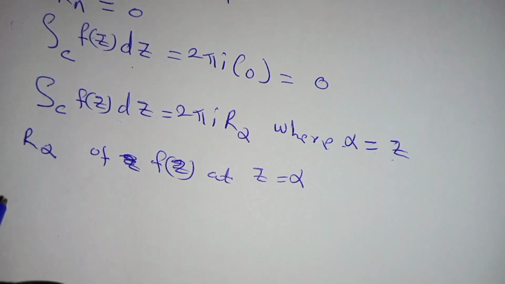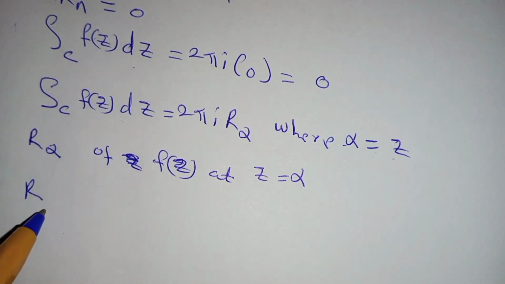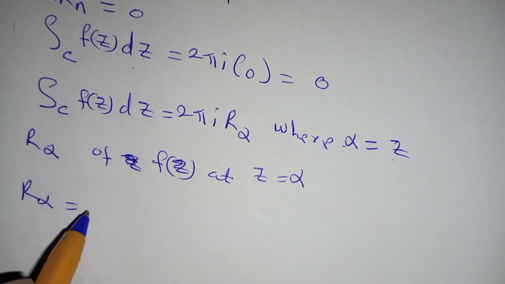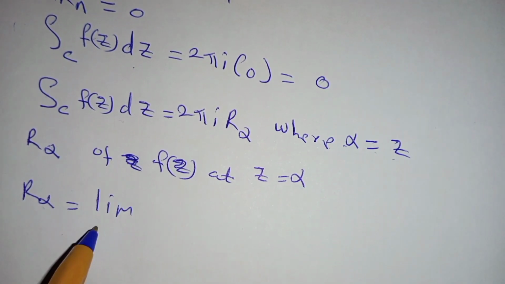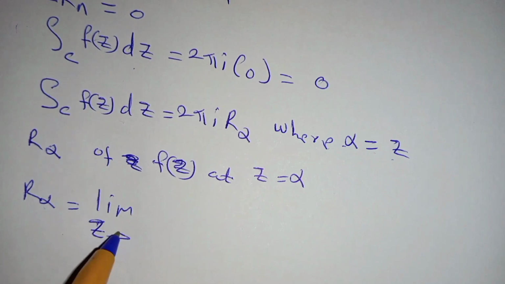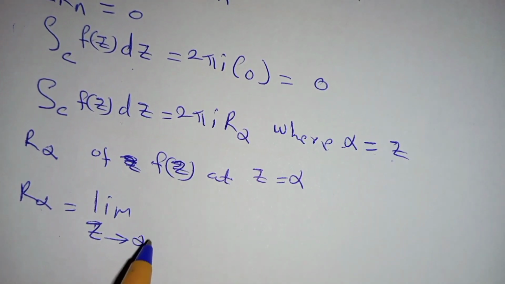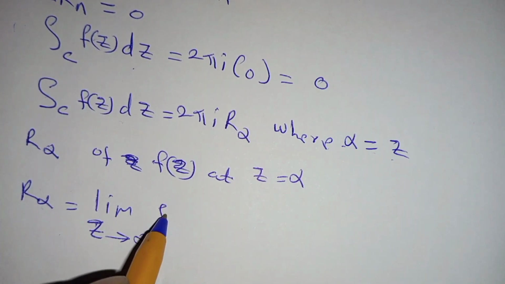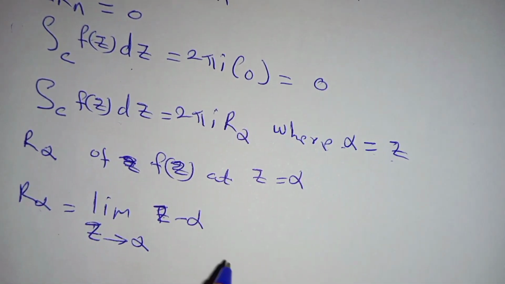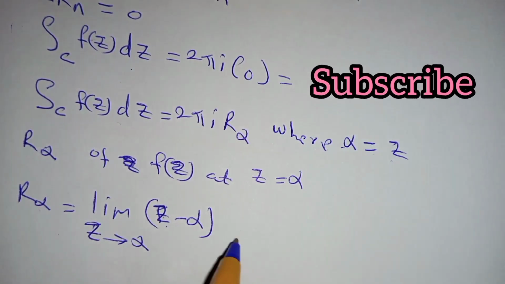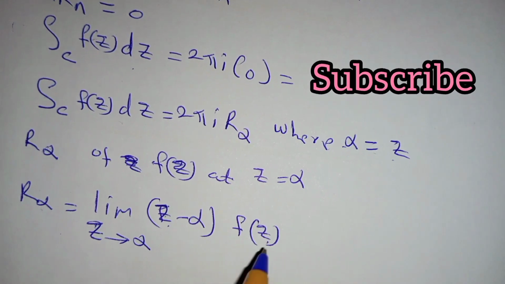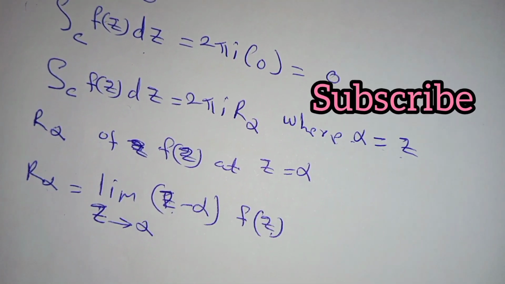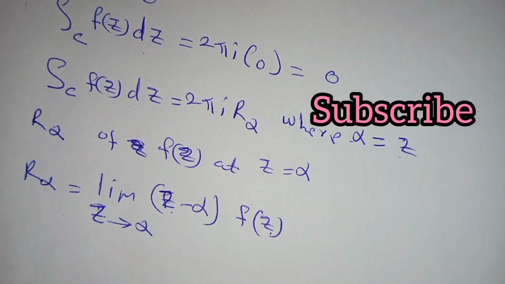And remember, we said the residue is given by the limit as z tends to alpha of z minus alpha, multiplied by f of z. That is how you obtain the residue when you are dealing with a simple pole.